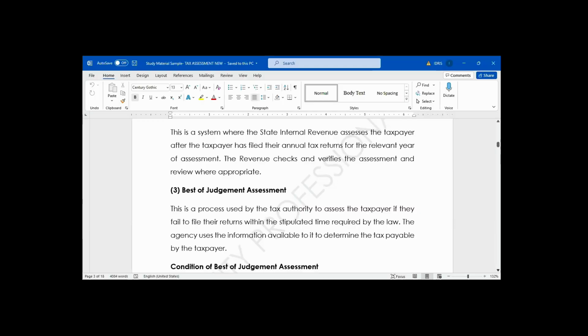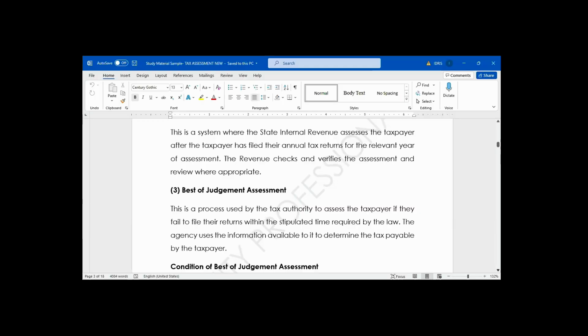Best of judgment assessment is mostly common for individual personal income tax. When individuals fail to file a return, most especially self-employed persons, when they fail to file their return as at 31st of March, the tax authority will raise a best of judgment assessment for them. This assessment is going to be raised on them based on the standard of living of that taxpayer.